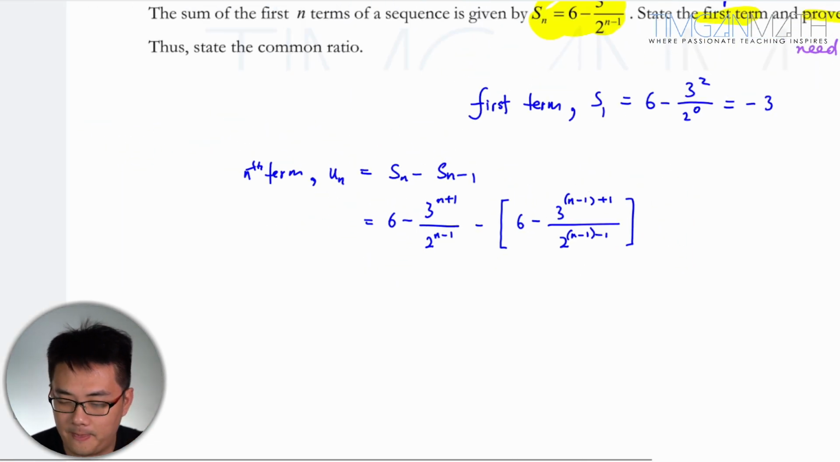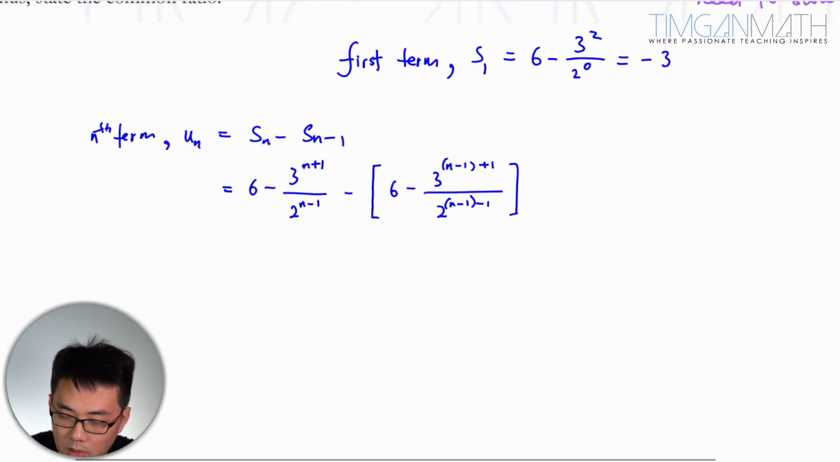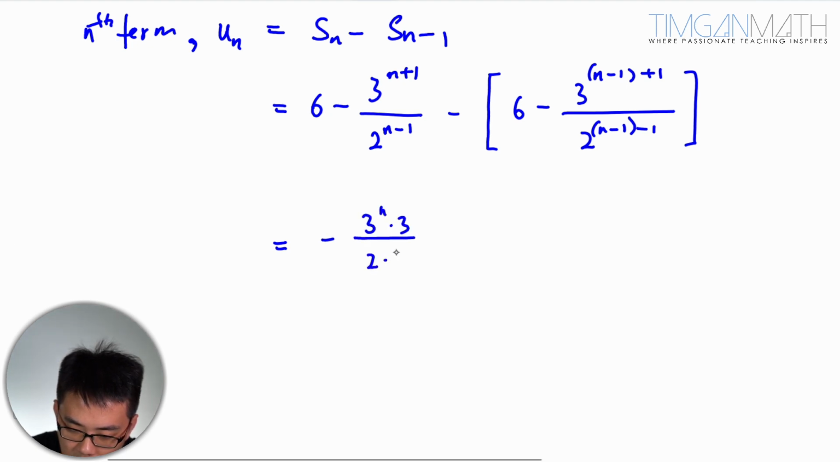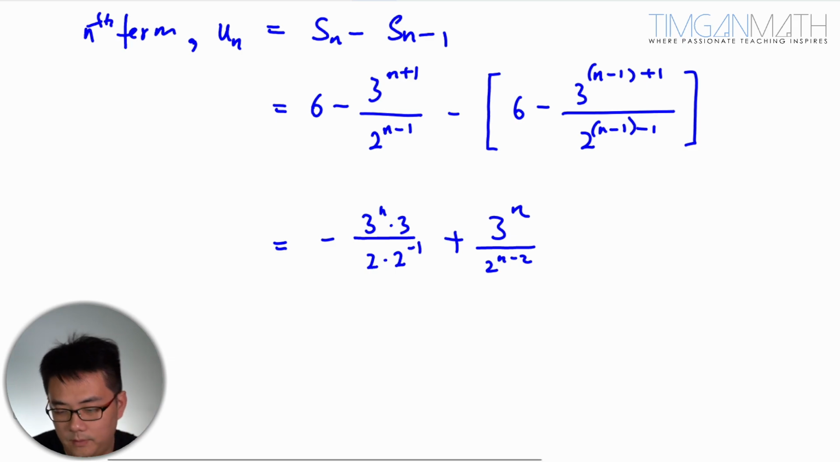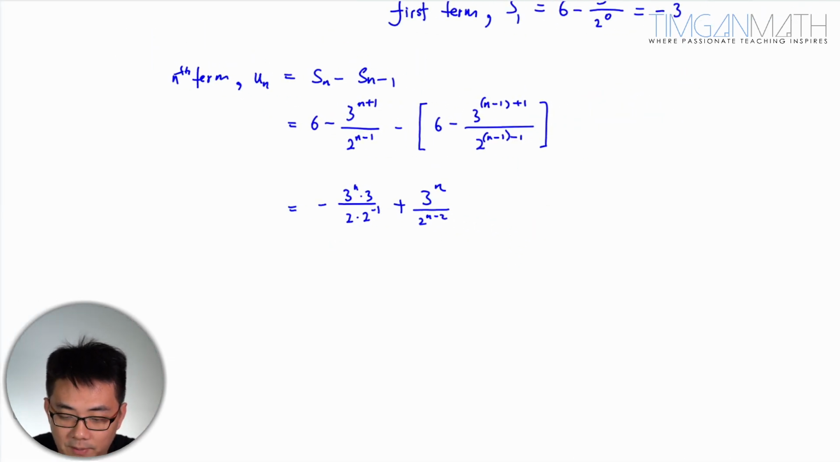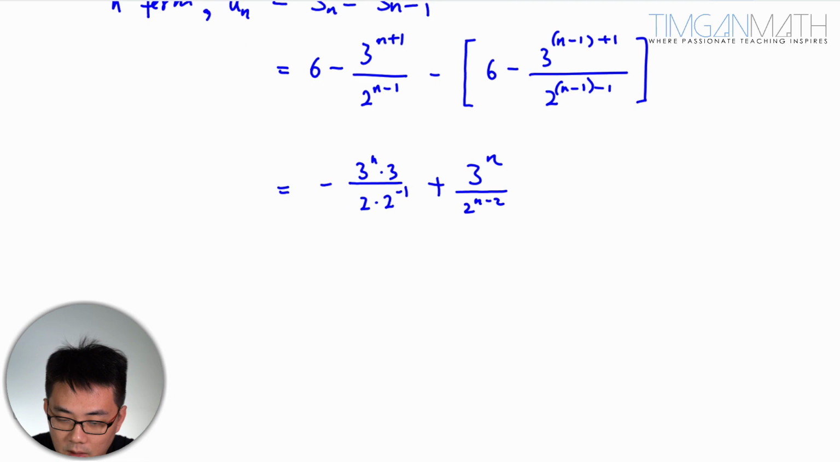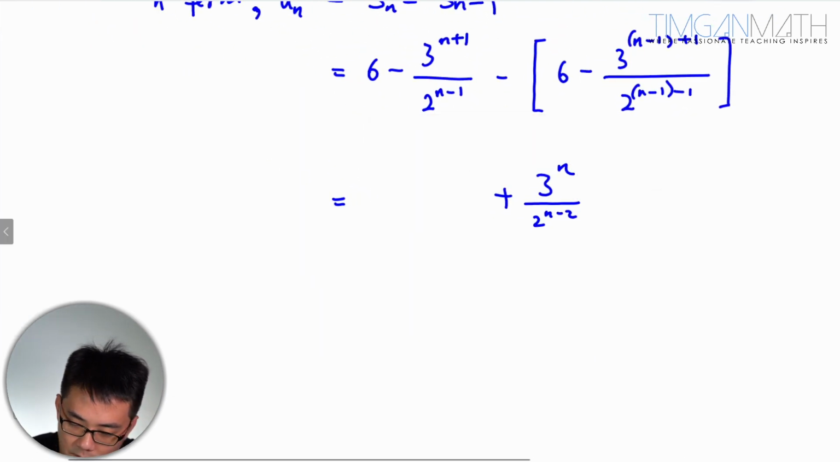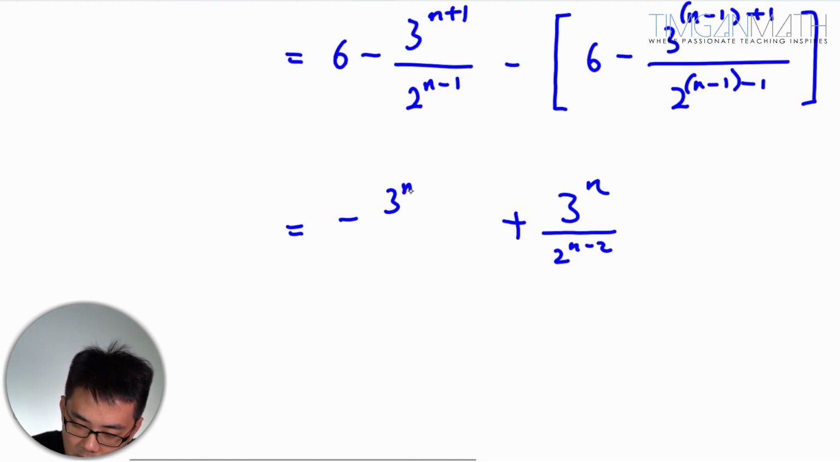Okay. So do this. You get minus 3 n times 3 over 2 times 2 minus 1 plus 3. Okay, this is where students will get confused. Maybe I shouldn't skip steps here. This is minus 3n plus 1. So what do we do?